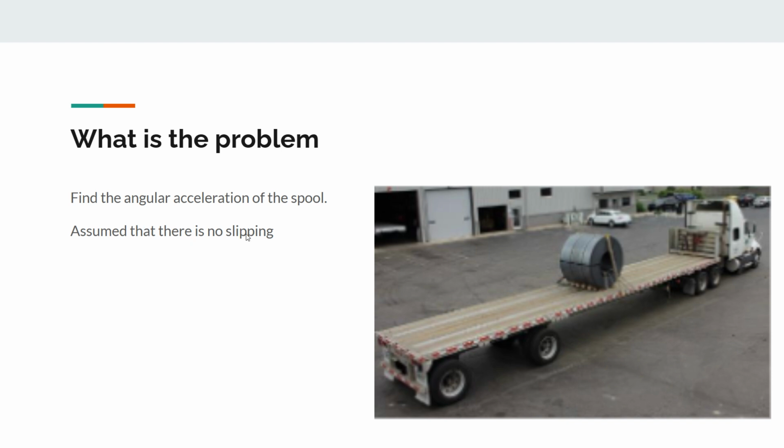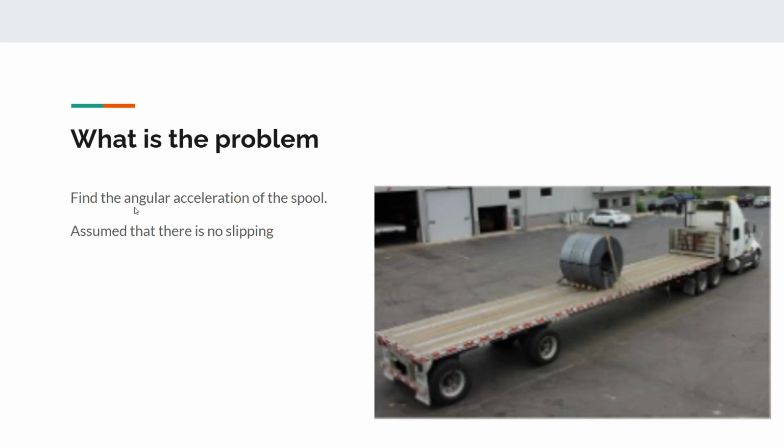But what is no slipping? You may ask. No slipping just tells us that the object has a firm contact with the surface, so it should not slide. So when the truck accelerates, the spool should not slide or slip.